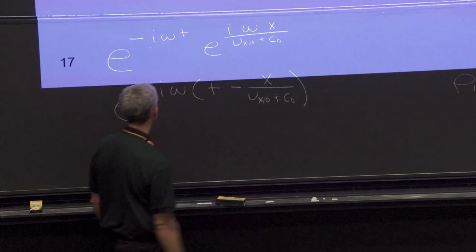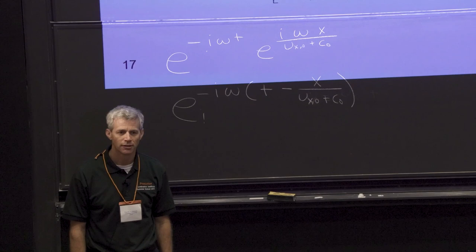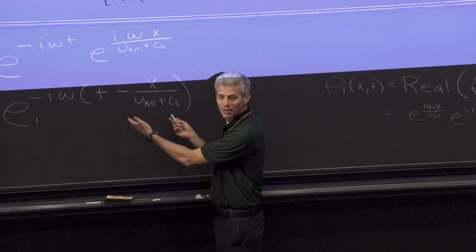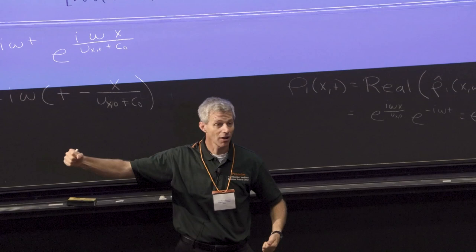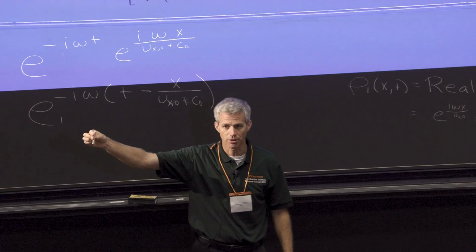There it is. So now we have a different functional form. What kind of disturbance is this? Hint: this is a disturbance that moves at a speed of u_x naught plus c naught. So in a reference frame moving at the speed of the flow plus the speed of sound, it's constant. For example, the fluctuating pressure has this term. So if I have my pressure transducer and it's zinging along at c naught plus u_x naught, I'll read constant pressure, whereas if I'm at a fixed location, the pressure is going to be oscillating.